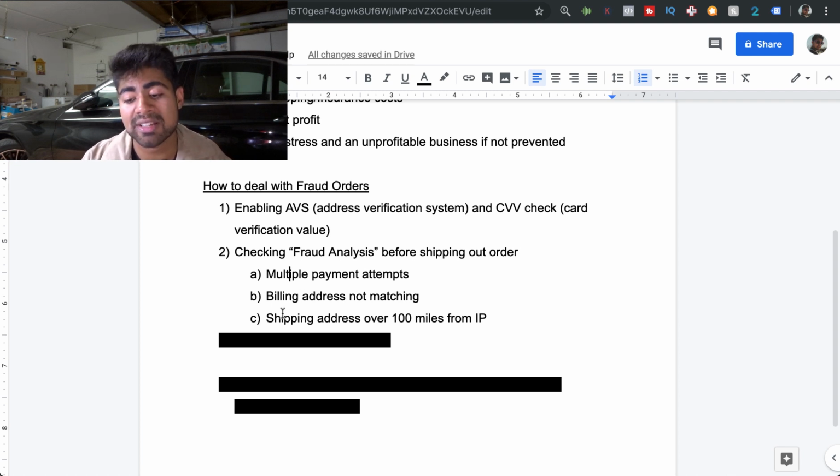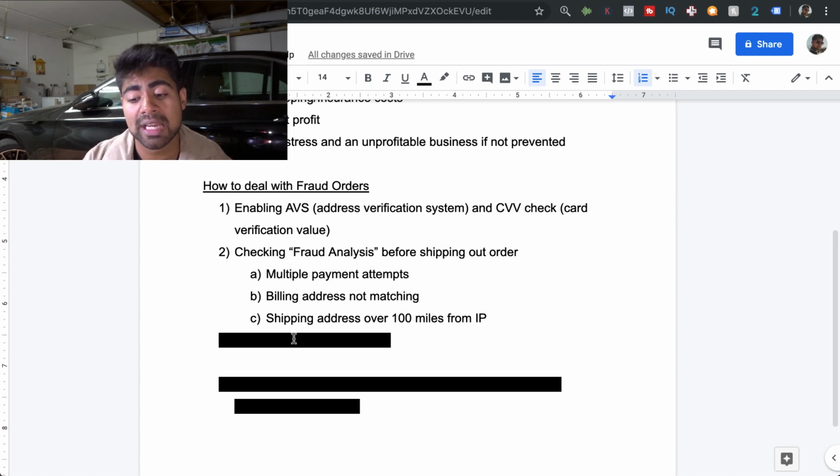Another thing I like to look at is the billing address not matching. So in my case, I want my billing address of the customer to match the shipping address. But usually what happens is some people buy gifts for people who may not live with them. They may live far away. That's why this is the second thing I look at.